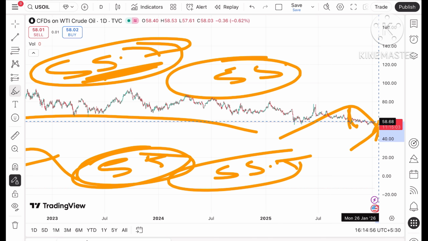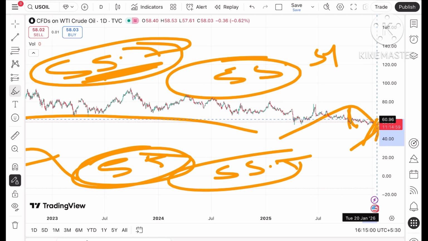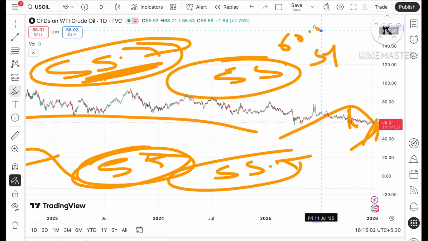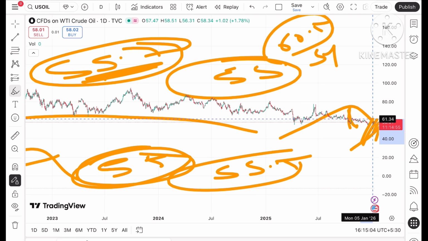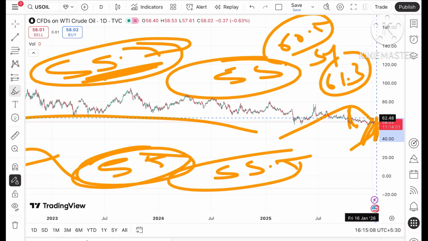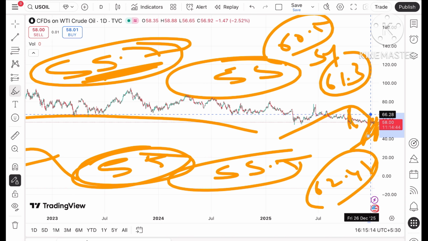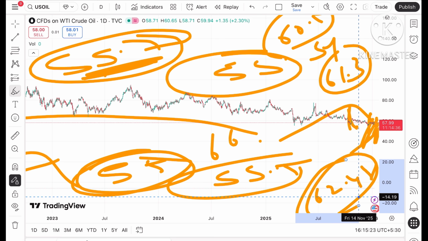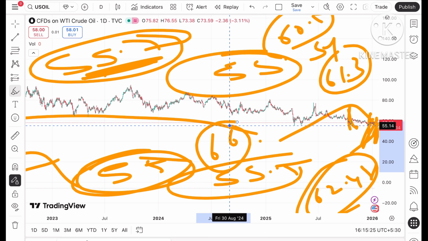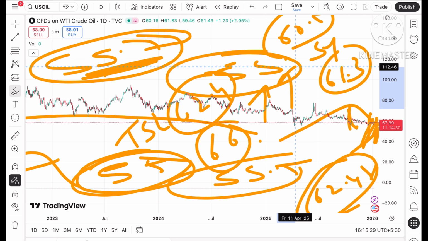But if it keeps moving off this level, we can see it move towards $59, and from there a further upside towards 60.5. If the price keeps moving off that level, a further upside can be seen towards 61.3, and if the price goes above that level, we can see $62.48, and if that sustains, a further high towards 66.28. So trail your SL as soon as the price touches a level of 62.4 and then a further upside.